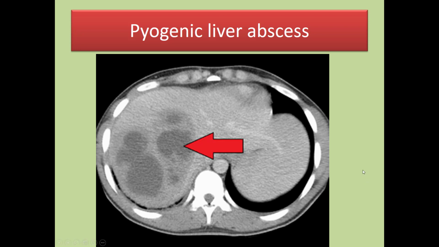Okay, so this is the cluster sign. It is a feature of pyogenic hepatic abscess, because you can see there is aggregation of multiple low attenuation liver lesions in a localized area, to form a solitary larger abscess cavity. This is a much larger abscess cavity, but it actually consists of smaller abscesses in a small area. That's why this is called the cluster sign.